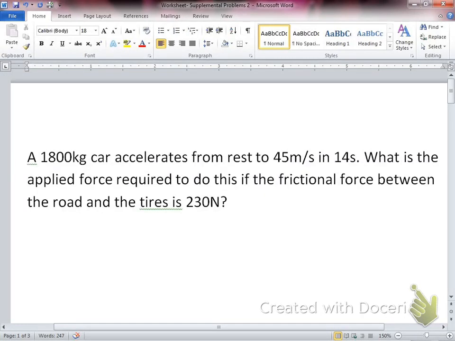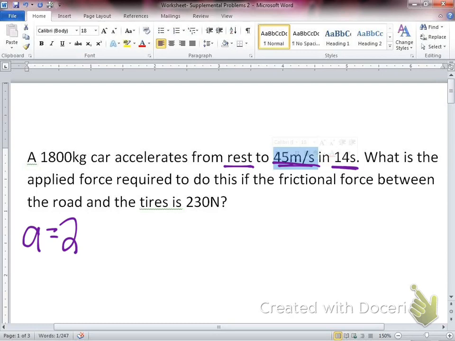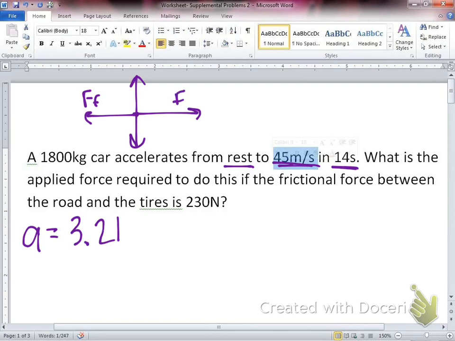Okay, so we found acceleration because we have our final velocity, initial velocity, and our time. So acceleration equals 3.21. Here's our free body diagram of our car. So we've got gravity, we've got our normal force, we've got some sort of applied force, and some sort of frictional force. Our overall goal here is to find what applied force, so what force is the car having to actually output to counteract friction in order to get it to accelerate at this rate. So we're solving for our applied force.